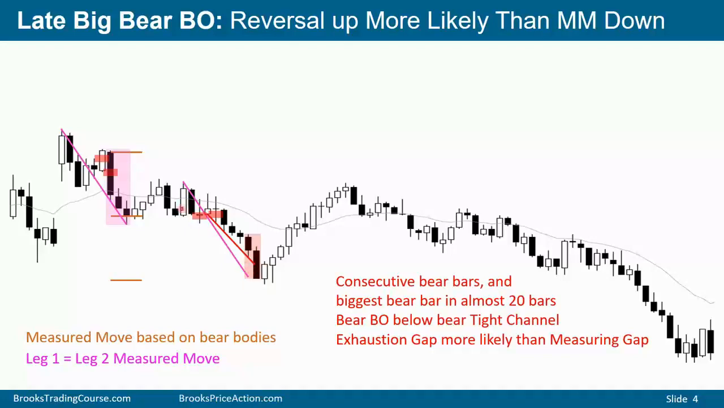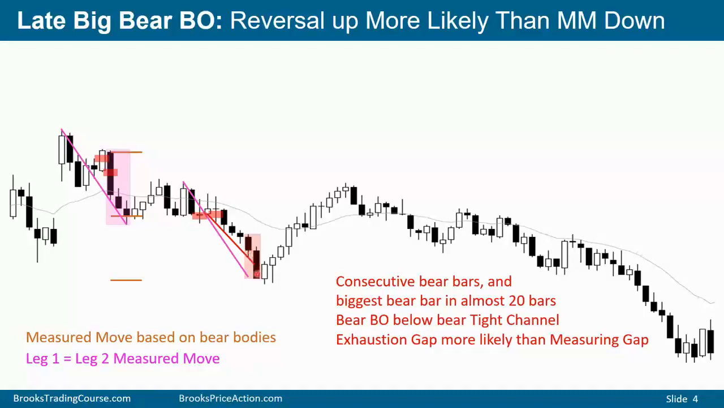The biggest bear bar late in a bear trend, certainly since this bar, probably is going to be an exhaustion bar, an exhaustion gap, rather than a measuring gap. The bulls hope to get above the bottom of the gap. The bulls want to close the gap.